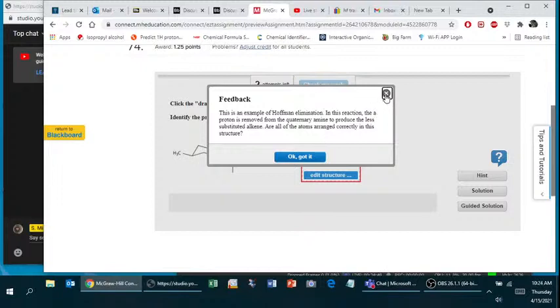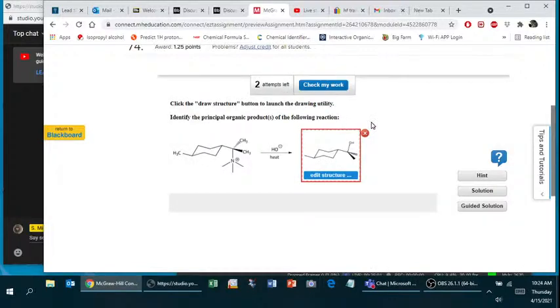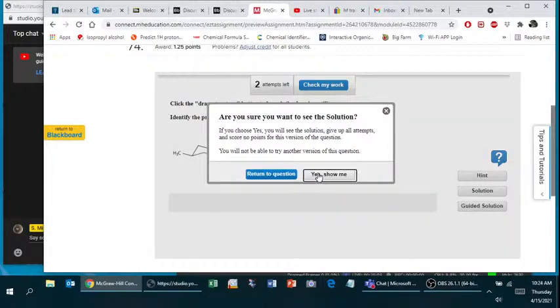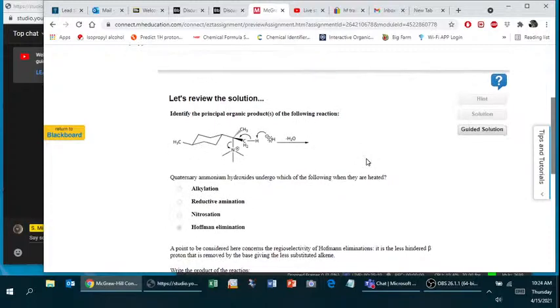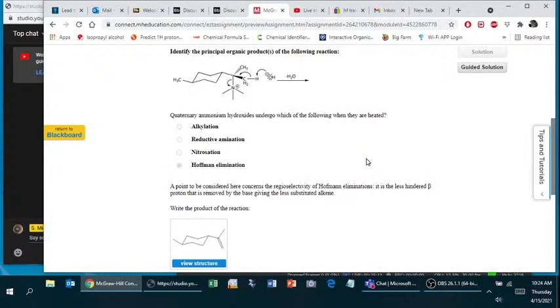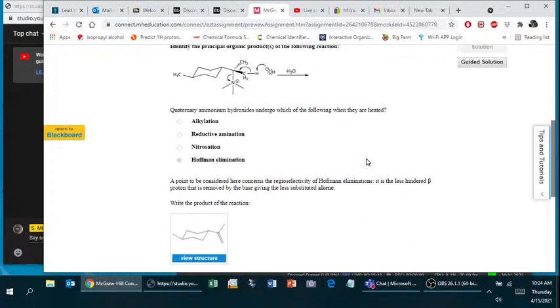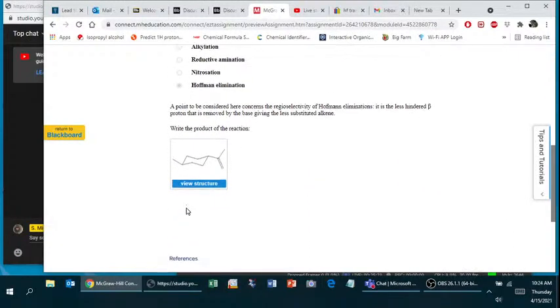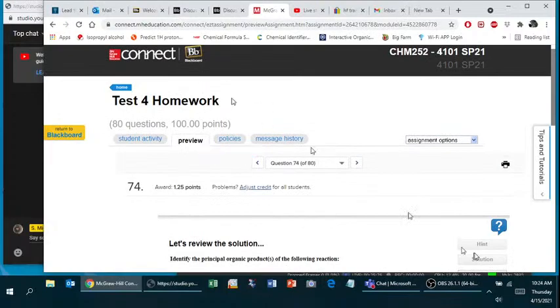Hofmann elimination. A proton is removed from the quaternary amine to produce the less substituted alkene. But there's no hydrogens on the amine. What's the solution? Okay, sorry, Hofmann elimination. Didn't think about that off the top of my head. For the Hofmann elimination, basically you're going to get the hydrogen abstracted off the carbon, and you're going to end up with the alkene instead. Sorry, didn't recognize that one.